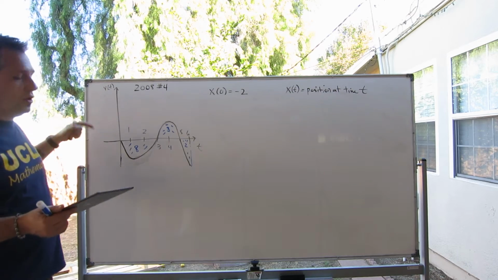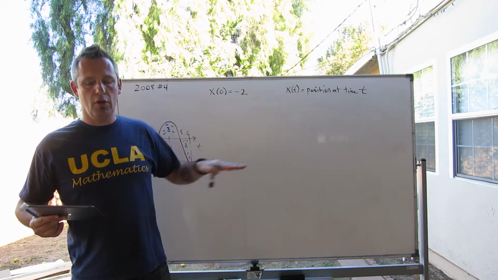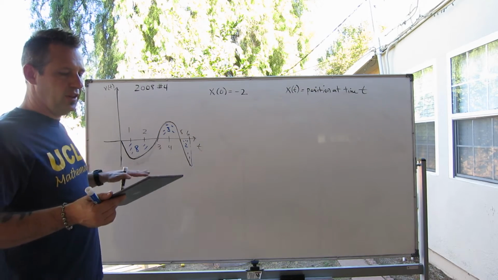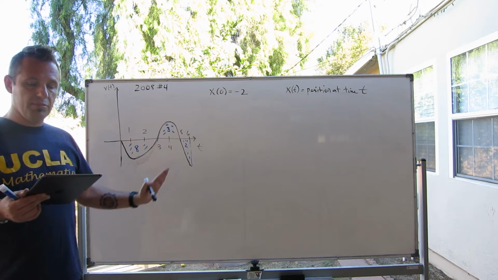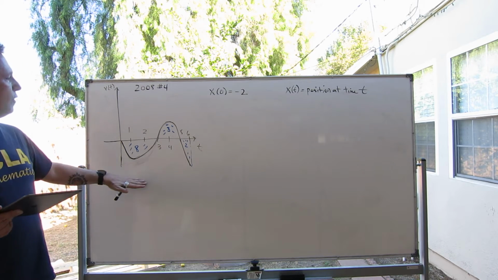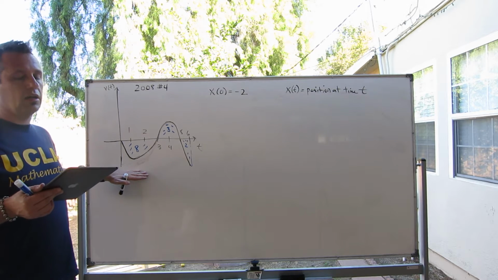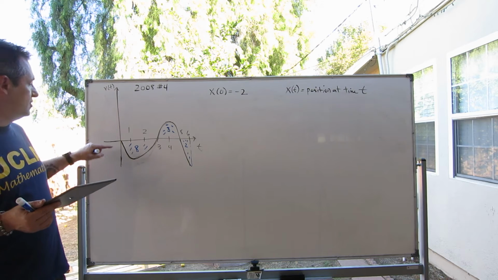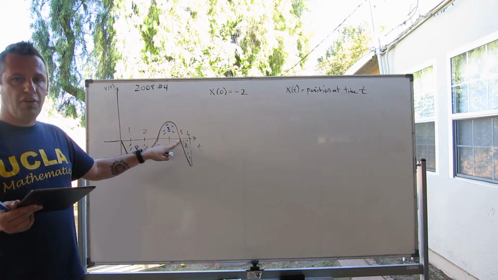A particle moves along the x-axis, so it's 1D motion, moving back and forth along the x-axis, so that its velocity at time t for the first 6 seconds, from time 0 to time 6, is given by the differentiable function v of t, whose graph is seen here. A couple of facts about this. The velocity is 0 at the origin, it's 0 at time 3 and at time 5.